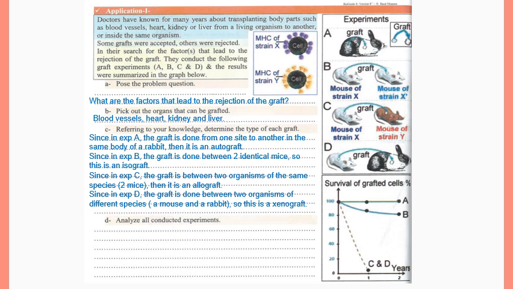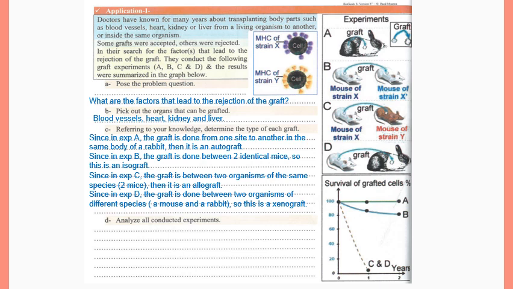The same thing in experiment B, since in experiment B, the graft is done between two identical mice, as you see in the figure, so this is an isograft. Since in experiment C, the graft is between two organisms, two rabbits, of the same species, then this is an allograft. And since in experiment D, the graft is done between two organisms of different species, a mouse and a rabbit, so this is a xenograft.